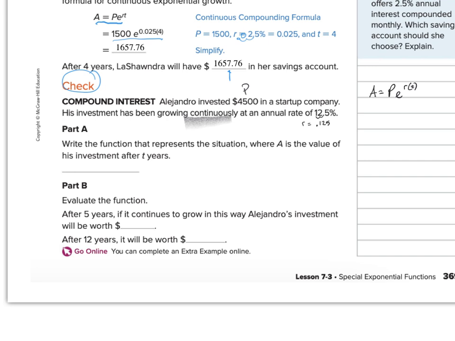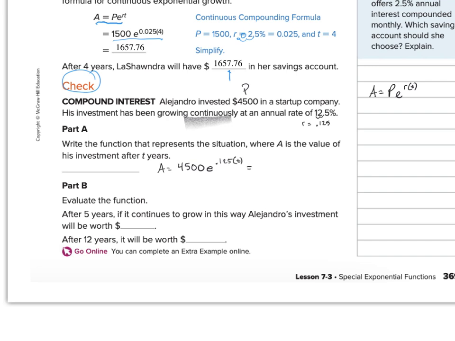Okay, so my principal should be 4,000. Oops, sort of looks like I put it in the wrong place. The amount is going to be equal to my principal, 4,500 times e, and the rate, I took 12.5% and converted it to a decimal, so that is going to be 0.125 times t.